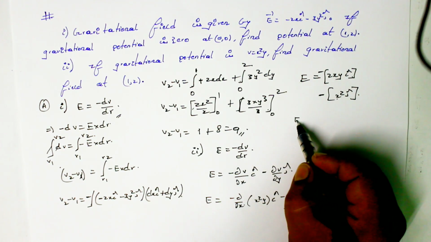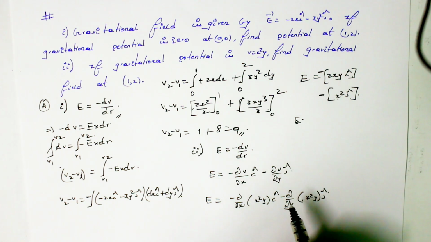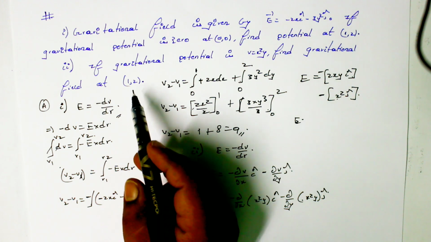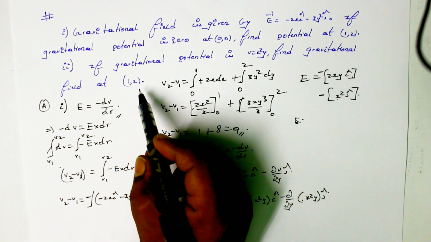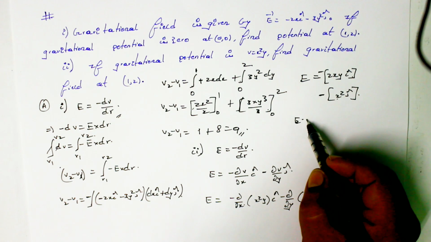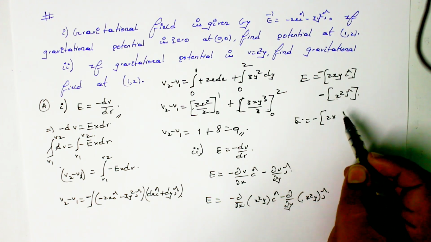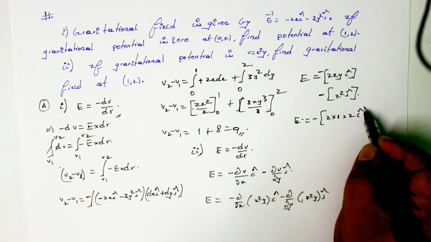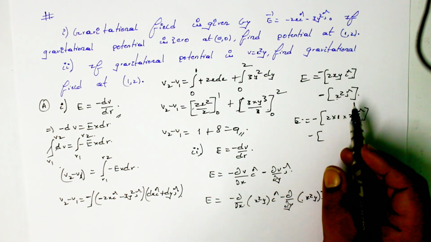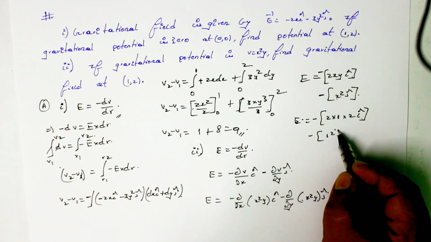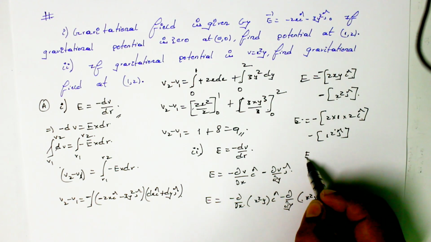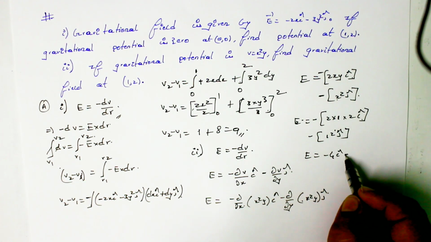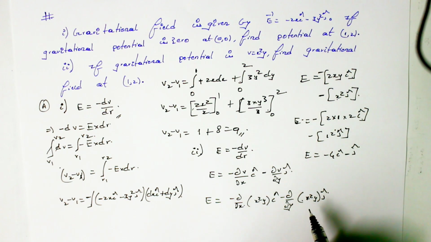So therefore E value is, now we have to find out this gravitational field at (1, 2). So x value is 1, y value is 2 here, so substitute these values. So minus of 2 into x value is 1, y value is 2 i cap minus x value is 1 again, so 1 square into j cap. So therefore E = -(4 i cap + j cap). So this is our answer.